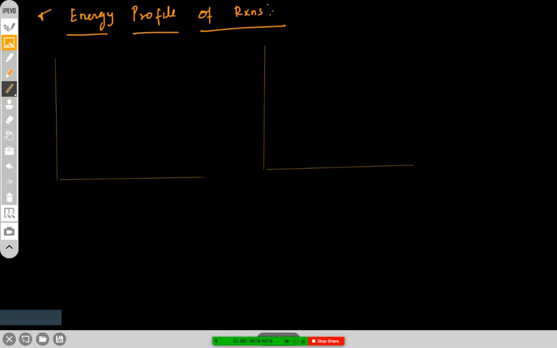Okay, see this axis. This is the energy axis, the y-axis. You will get this graph-based question also in the exam. Okay, simple one. And this is the progress of reaction. This is also reaction progress.